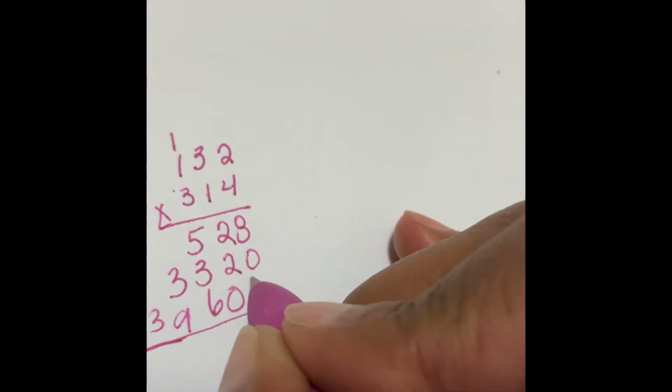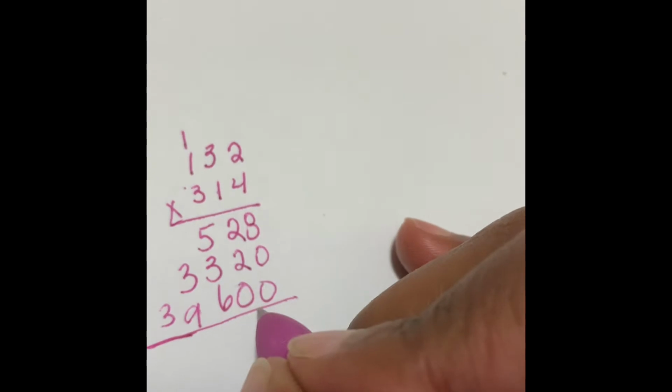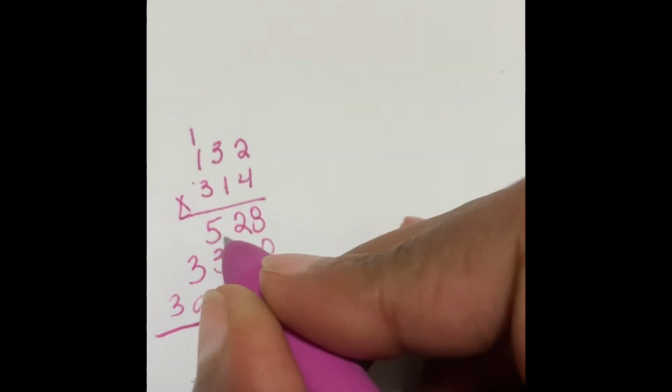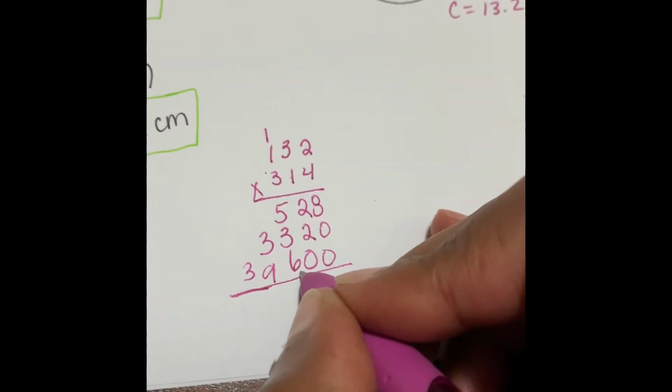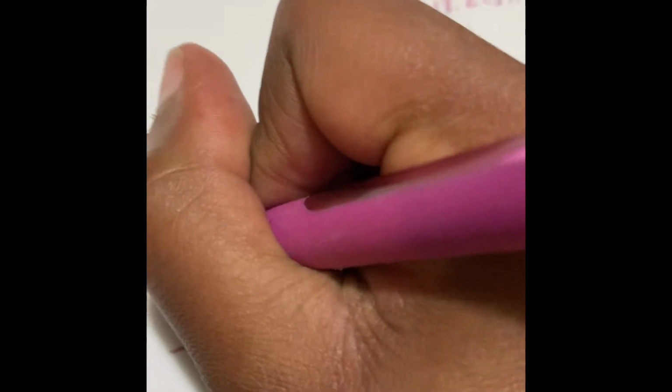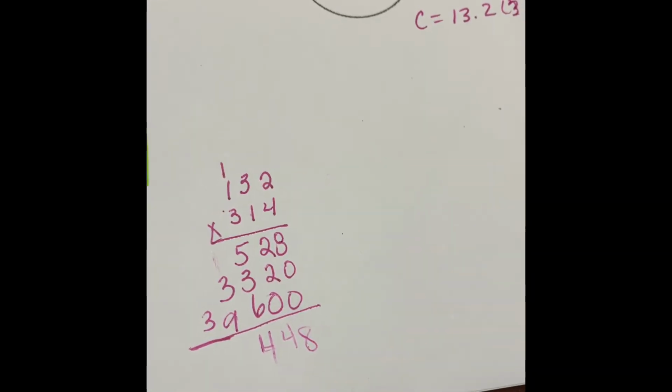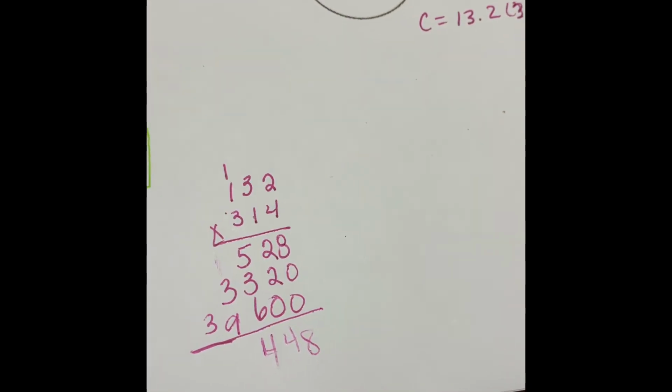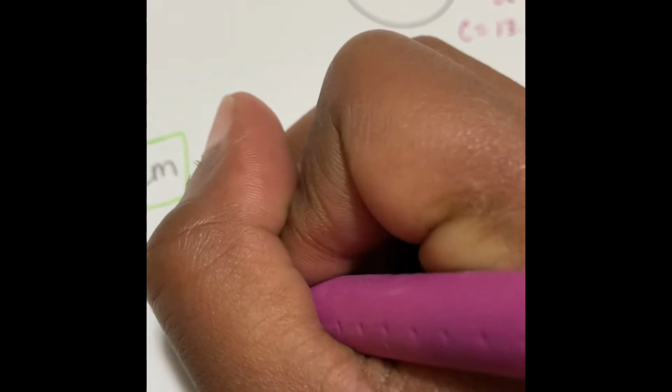8 plus 0 is 8. 2 plus 2 is 4, plus 0 is 4. 5 plus 3 is 8, plus 6 is 14. I bring my 1. 9 plus 3 is 12, plus 1 gives me 13, plus 1. 3 plus 1 is 4.